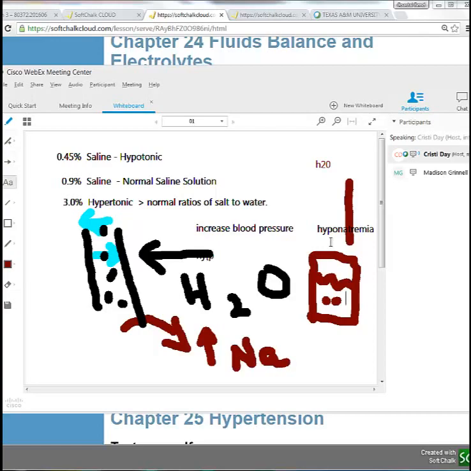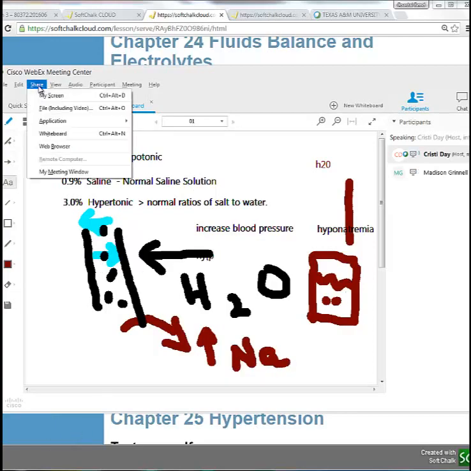So what I'm trying to do is give students the tools to think about this critically without having to memorize too much. If you understand these principles of osmosis and how fluid moves around in the body, and that salt sucks, then you can kind of think your way through a lot of stuff. So yeah, that's how I did it. That's how I learned it. So I hope that helps a little bit.